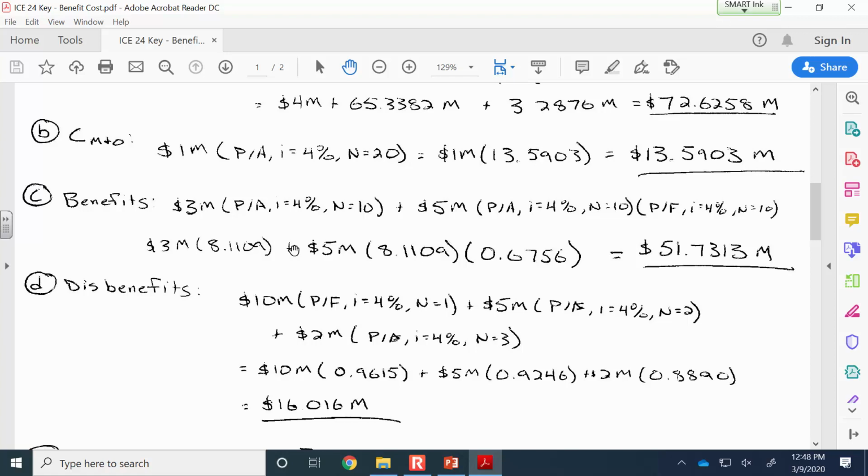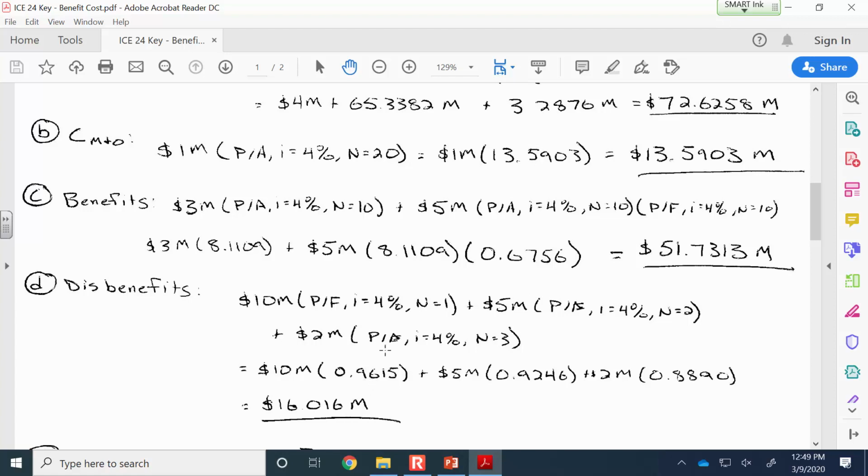And so the sum of the benefits are going to be 51.7 million because we've taken that 3 million annual series and the 5 million annual series, both of them back to the present. And the reason why we have two factors for the 5 million is there's the find the lump sum based on the annual series and then take that lump sum from year 10 back to year 0. That's what the second factor is.